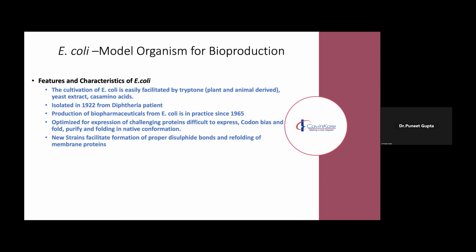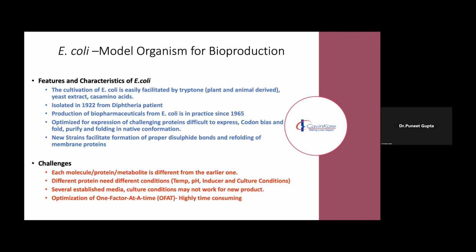You can do it easily by using codon bias and optimization, and then purification of the major proteins in either soluble or insoluble state at a very low cost. And many new strains are being developed which can help you in properly folding the protein and making disulfide bonds. They also work really well for membrane proteins, which are difficult to express in native condition. So what are the challenges we have?